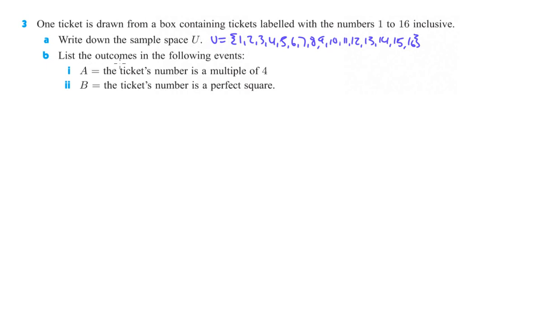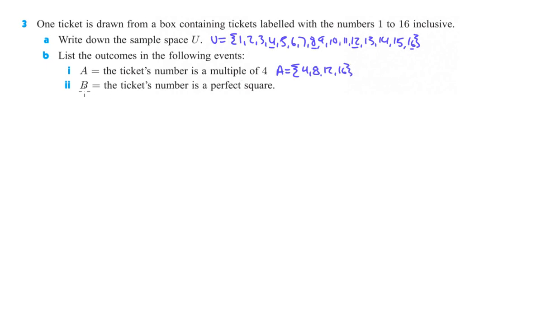Okay? List the outcomes of the following events. A, the ticket's number is a multiple of 4. We're going to list the outcomes the same way using our set notation. So for A, all of our multiples of 4 are going to be 4, 8, 12, and 16, right? So we just simply list all of those in set A.